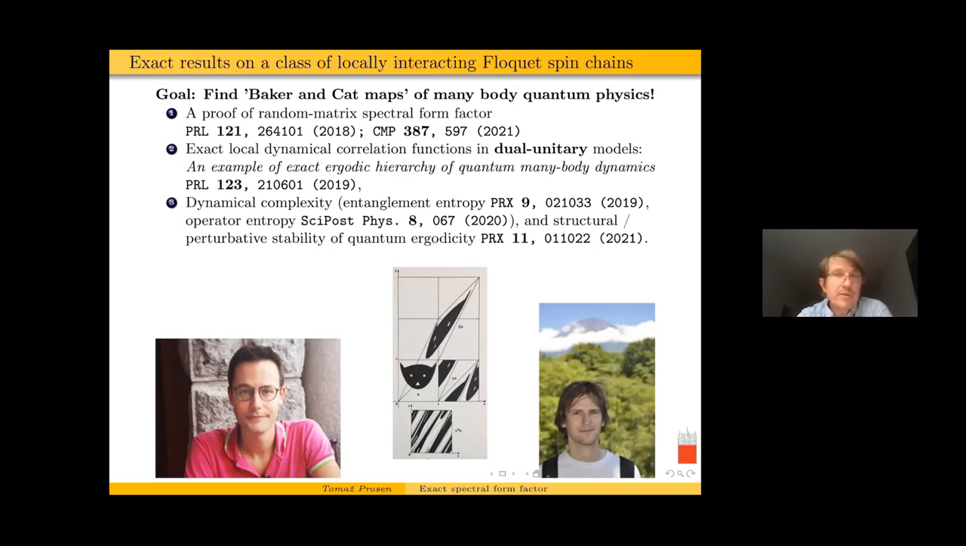some interesting follow-up. I have to stress also the two essential collaborators for this work, Bruno Bertini and Pavel Kos. The main motivation is the plot in the middle. For those of us who have grown up in chaos theory and dynamical systems, we have always been missing exactly solved models of many-body chaos and quantum many-body chaos, just like we have learned about exactly solved models of single particle quantum chaos, which is this famous Arnold cat.